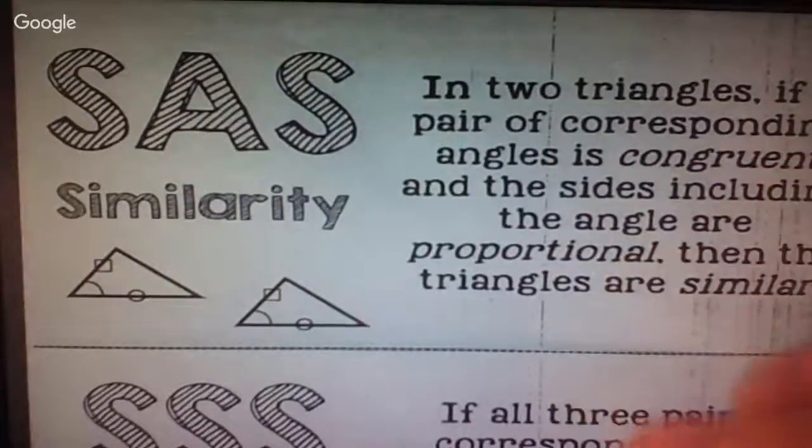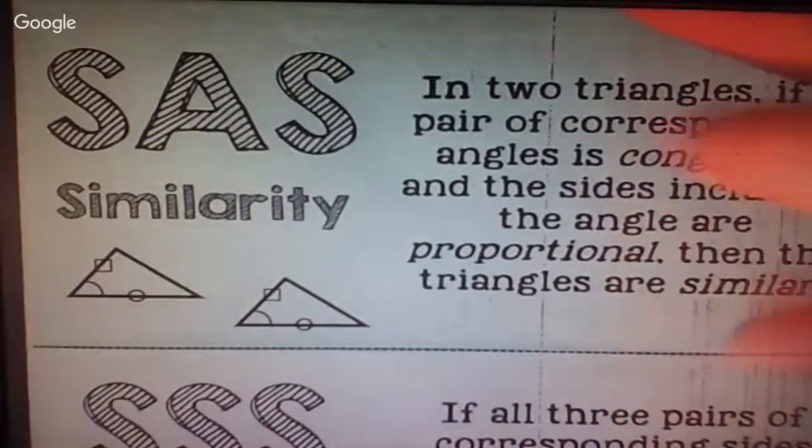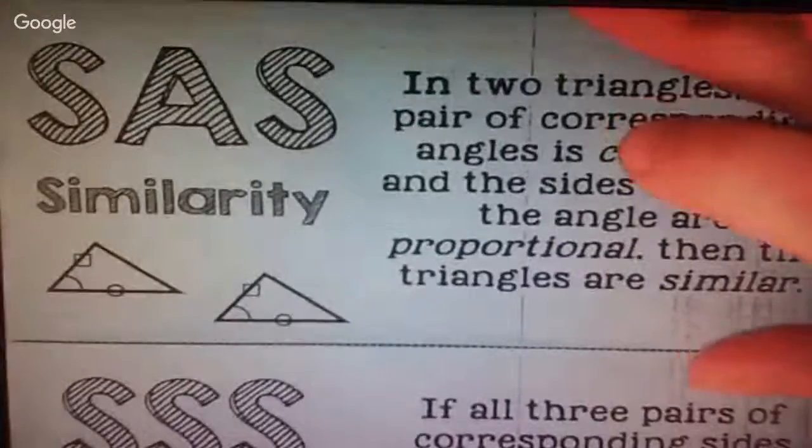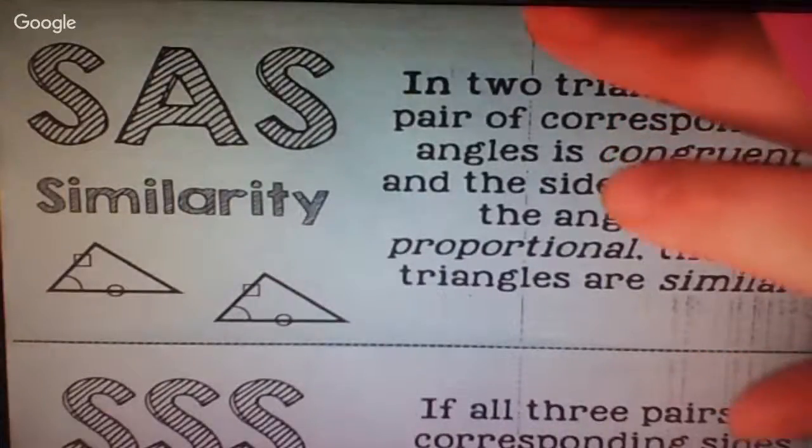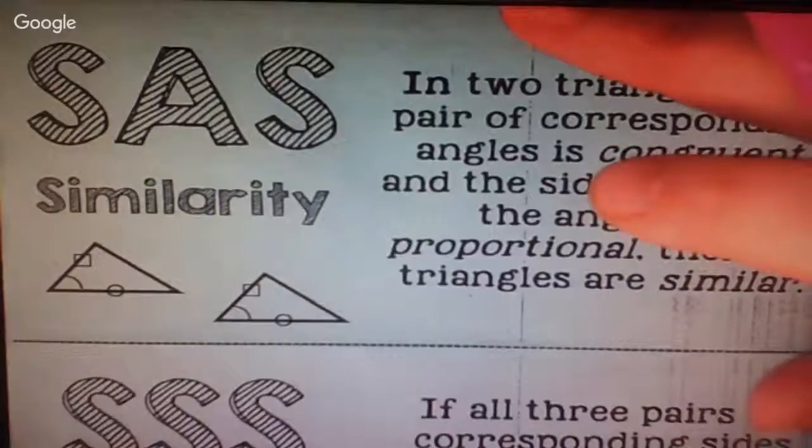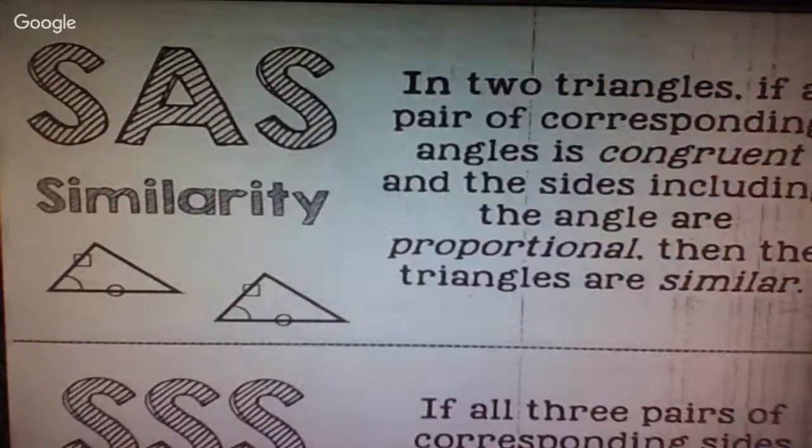The angles are congruent. But if I can prove that two angles are congruent, my triangles are similar.